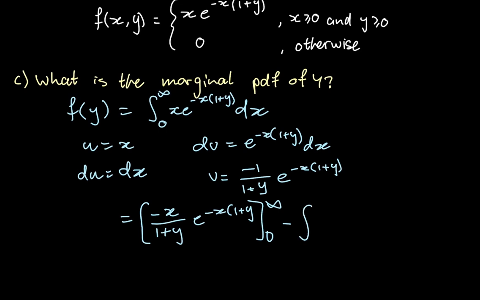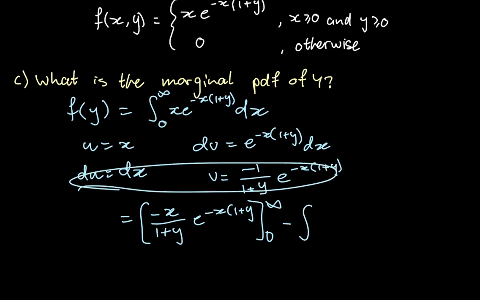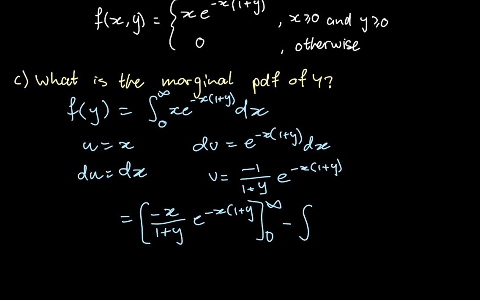And here I'm subtracting the integral of v du. Okay, so that's this expression dx times this. So I have negative 1 over 1 plus y, e to the negative x(1 plus y) dx. Okay, and those negatives cancel, so I'm just left with a positive outside here. I'm integrating this in terms of x. Okay, so I'm going to take out this 1 plus y.